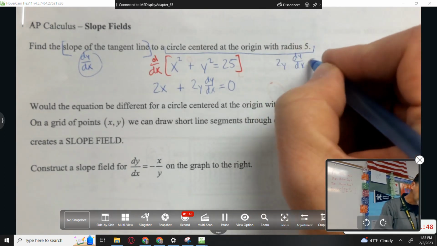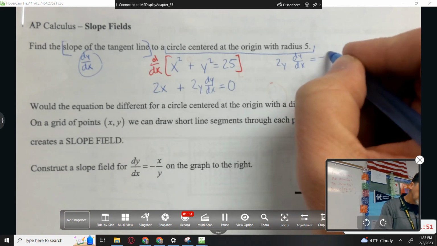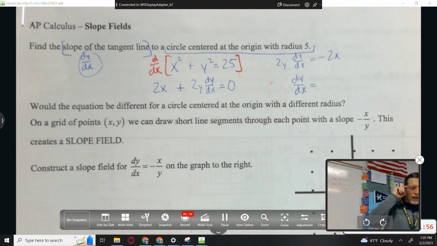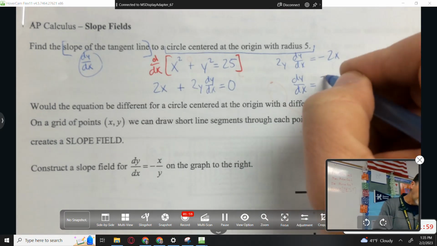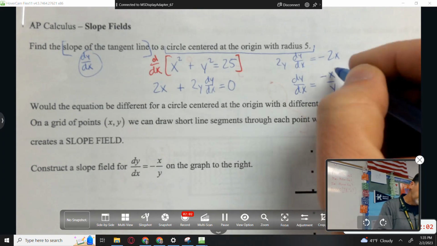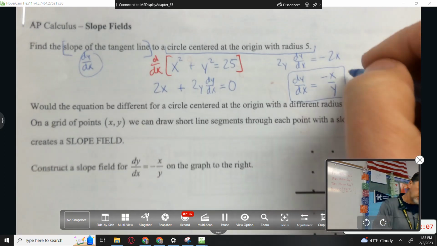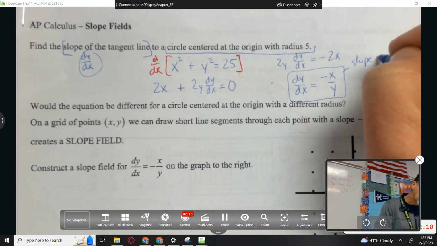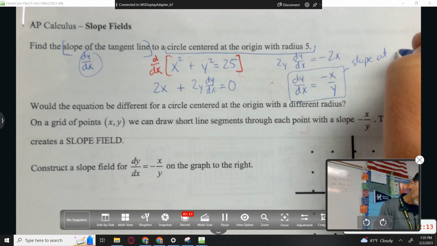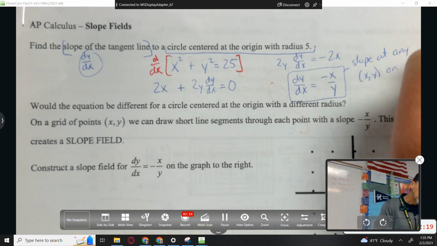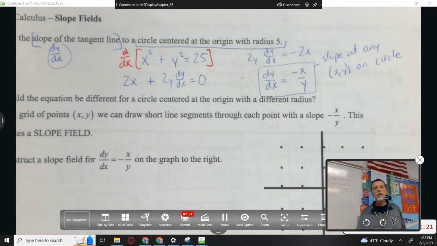2y dy dx equals negative 2x. If I divide both sides by 2y, I get negative x over y. So that tells me, let's write out what it tells me. It tells me the slope at any x, y, at any point on the circle. That's the slope of any point on the circle.